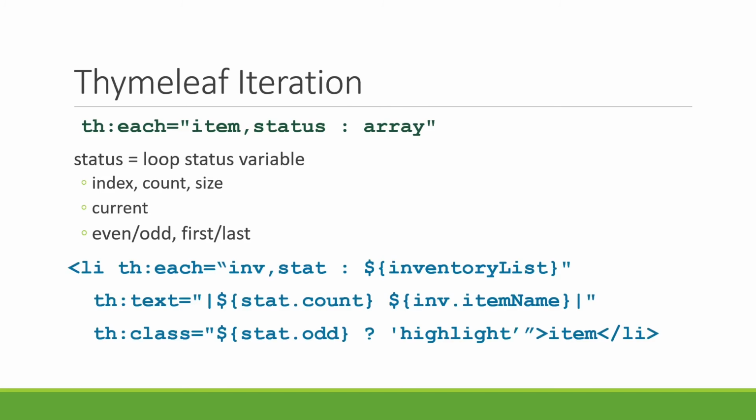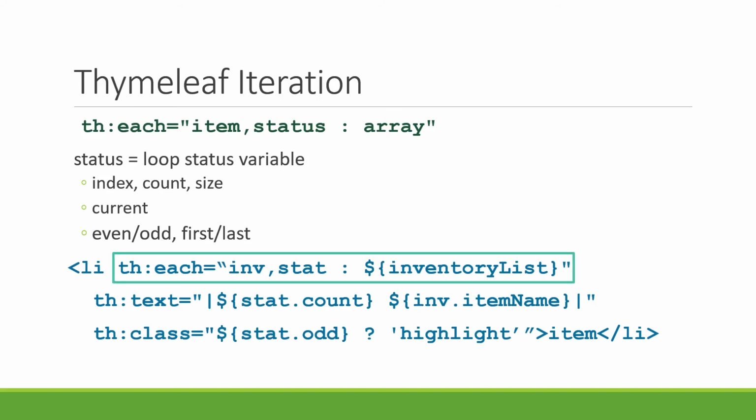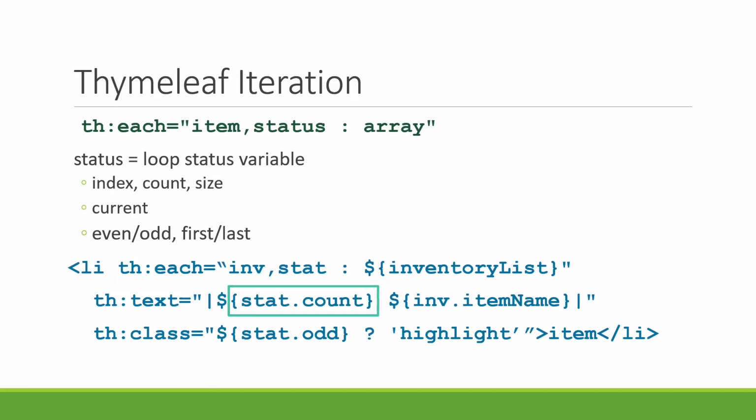So here's a really quick example using a couple of these. In this code, we're iterating through inventory list again, and each object is referenced by the variable inv, just like before, but I've also created the status variable called stat. And we're displaying some kind of list, we can't tell what, but we see li, so that's obviously a list item. So some kind of list with a list item for each inventory object in the inventory list. And each list item's text is the 1-based index, so 1, 2, 3, 4, followed by the inventory item name.